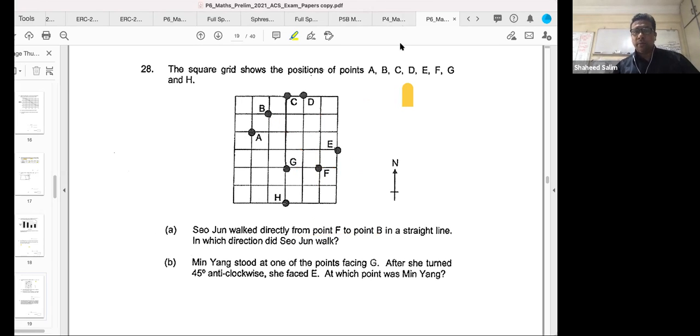Okay, I'm going to erase this one now. After she turned 45 degrees anti-clockwise, she faced E. Anti-clockwise. Clockwise is like that. Anti-clockwise is like that. So 45 degrees is half of 90 degrees. Right? 45 degrees is half of 90 degrees. Sorry, I need to close for a while. Hold on. So I repeat, this is 90 degrees. 45 degrees will be like that in between. So now she was facing G.